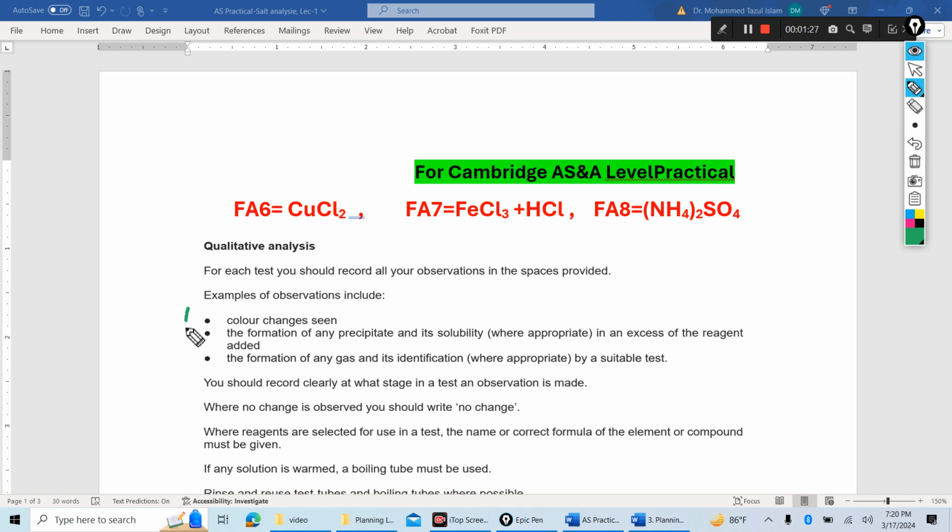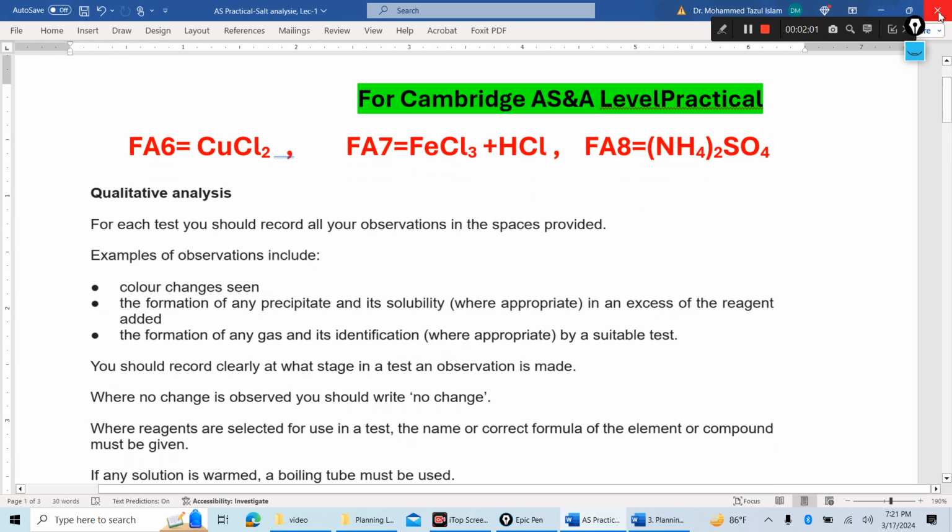First, you must read these three points carefully. For every test you should record all your observations. Observation is what you would see: what color, whether a precipitate forms and whether the precipitate dissolves or not, you must mention. First, if a color change is seen, what color change? Blue or pink or white precipitate, you must write what color you observe.